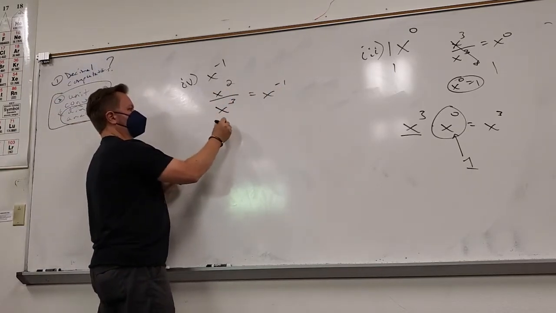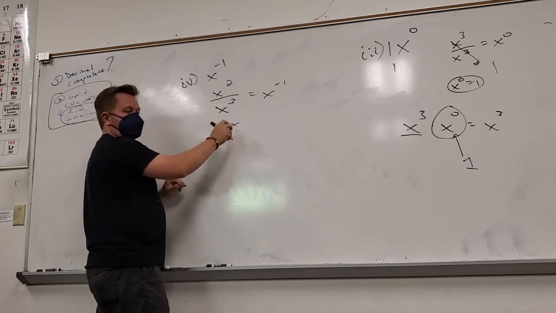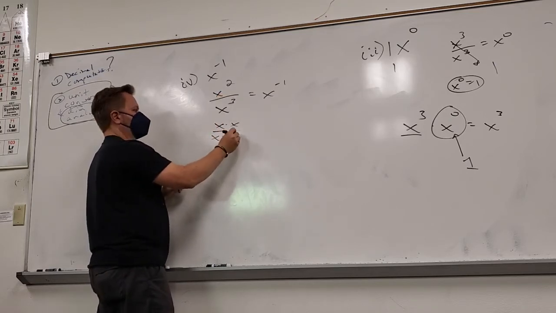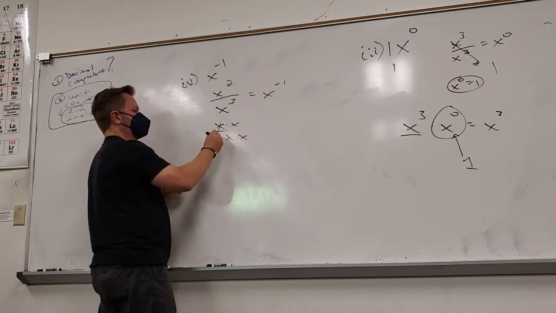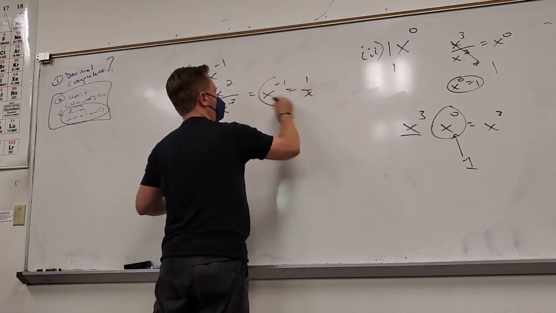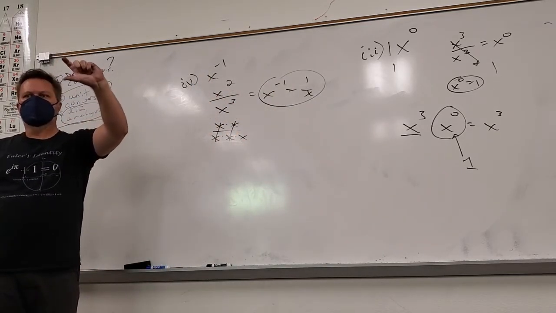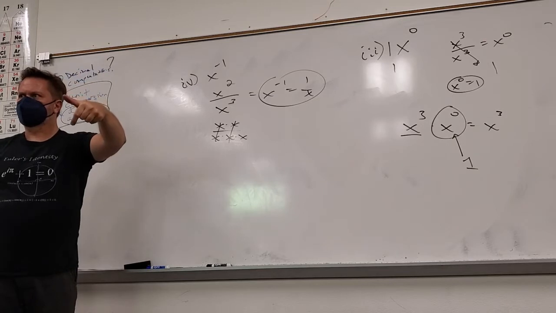But look at this. Isn't this x times x on the top? X squared is x times x. And what's on the bottom? x times x, x cubed. How many x's cancel? 2. How many are left? 1. Where? Bottom. Minus. So a negative power just means flip. All a negative power means is flip it. Is that right?